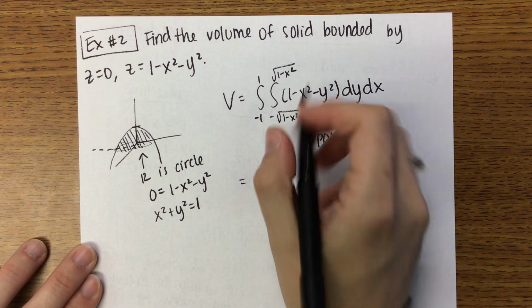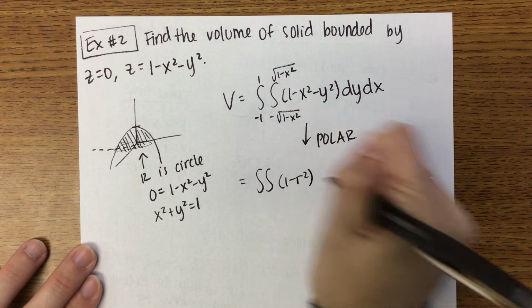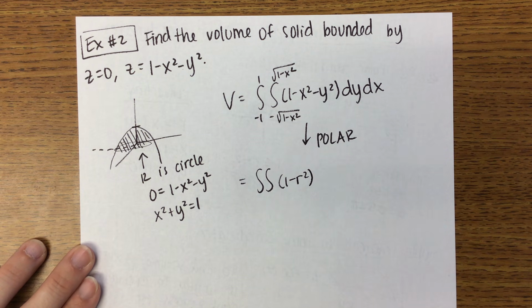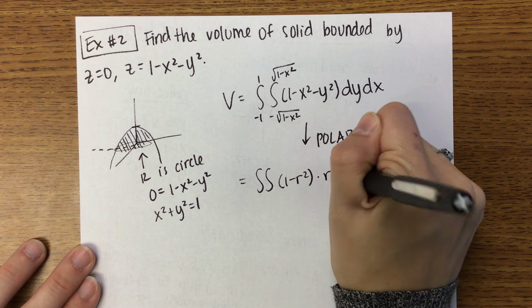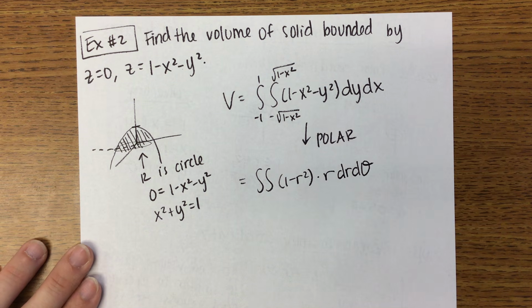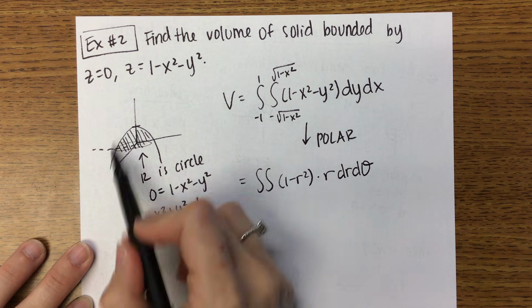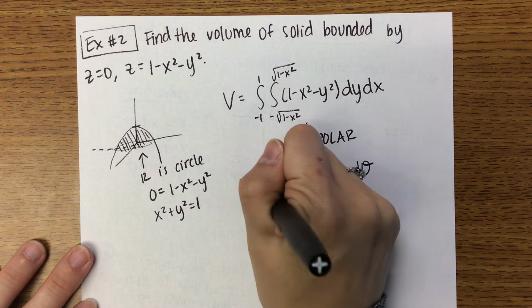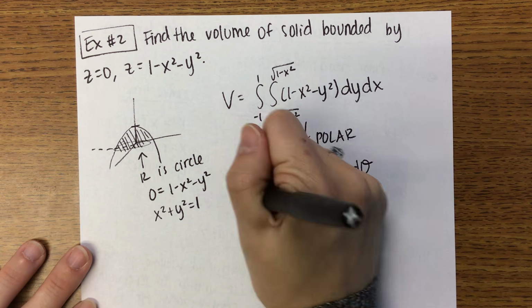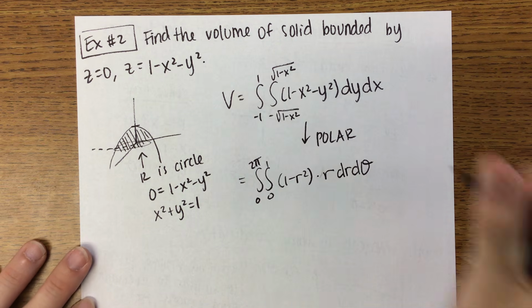So this is 1 minus r squared, like Johnny said. I think it was Johnny a while ago. When you convert to polar, remember the r, and then we have dr d theta. Now we're just looking at the circle. So on this circle, r goes between 0 and 1. Theta goes between 0 and 2 pi.